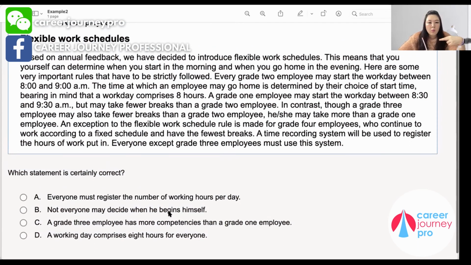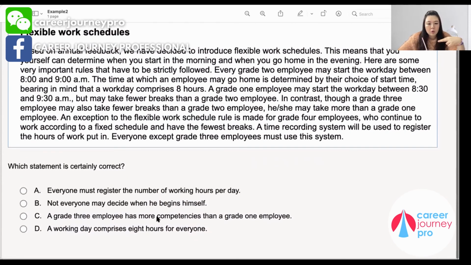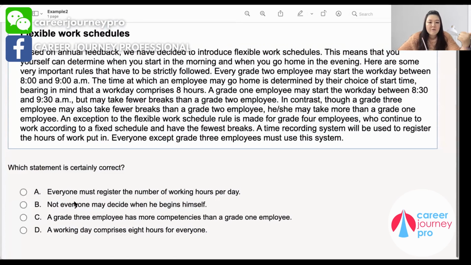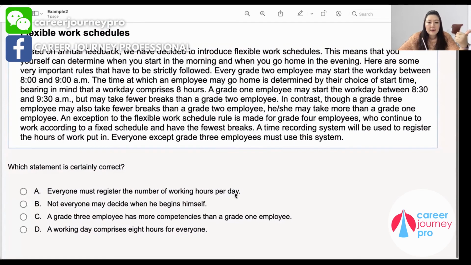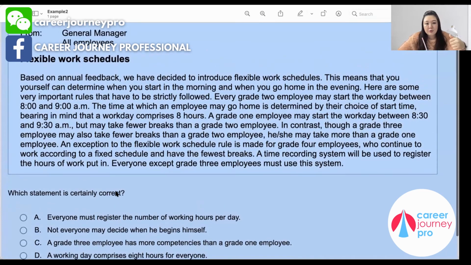And so why are the other ones not correct? A grade 3 employee has more competence than a grade 1 employee. Again, that's not indicated, even though they have more breaks, or more flexibility, or some can have more authority than the others. That was never stated. It could be implied. That's again what I mean that I don't read between or beyond the phrases. So C, that was never said. D was never said. Everyone must register the number of working hours per day. Well, obviously the last sentence says everyone except grade 3, so it's incorrect. So the actual answer is B.